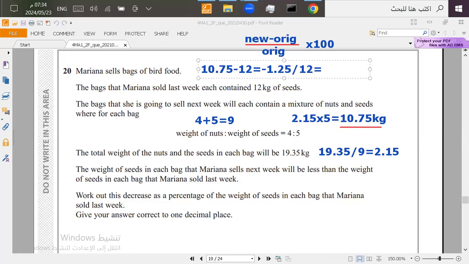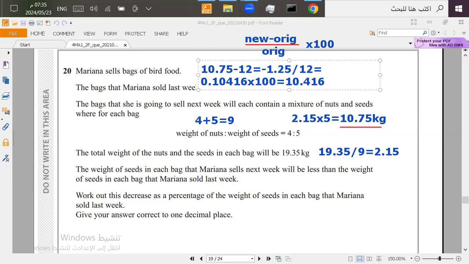So 1.25 divided by 12, and I'll get 0.1041, because there's a 6 after it. Now, after dividing by the original, I'm going to multiply it by 100 because I'm looking for the percentage. So times 100, I will get 10.416.